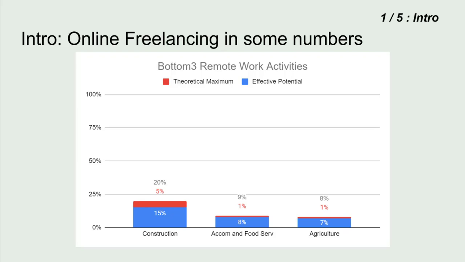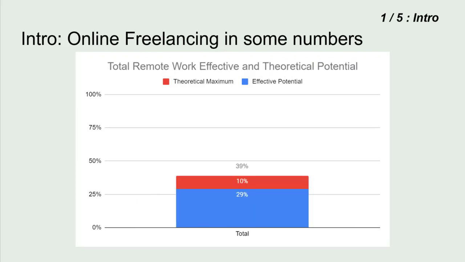Let's take now a look at the overall average of the score for all professional activities. A final study using the same approach assesses the overall adaptability of all professional activities to remote work. The overall effective potential of 29% is not far away from the theoretical maximum of 39%. This result shows that remote work is already well penetrated among professional cultures. This result also shows that there is still some room for more remote work. This remaining gap is expected to be filled greatly, especially during pandemic times.